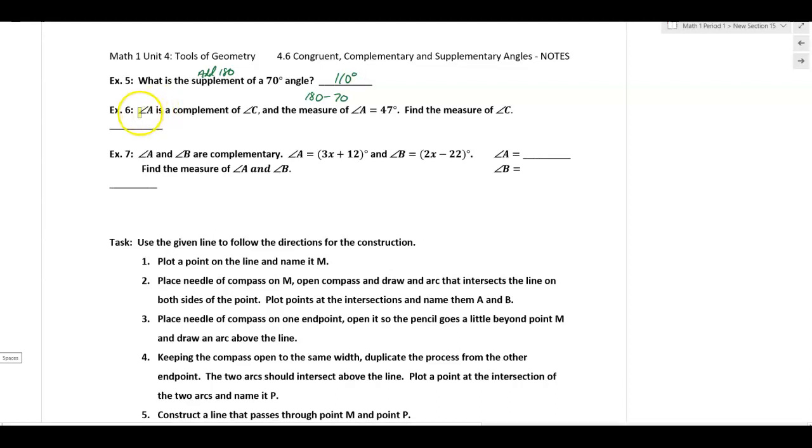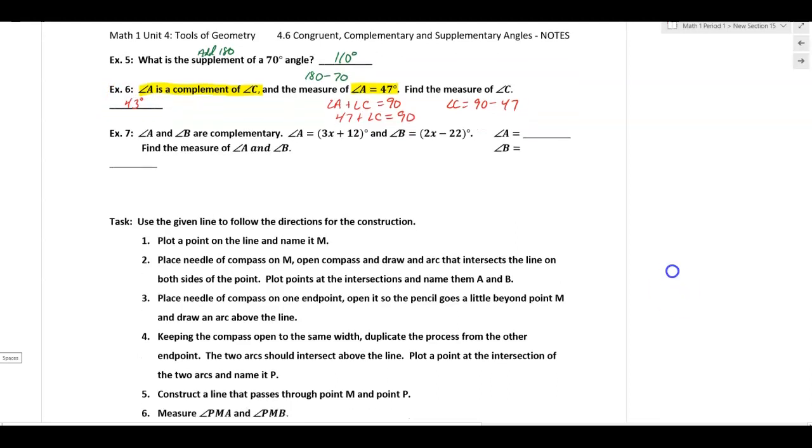Okay, example 6. Angle A is a complement of angle C. If angle A is 47, right? So right away we have to know that if A and C are complementary, angle A plus angle C add up to 90. And if we know angle A is 47 degrees, what would I do to find angle C? I would subtract. Angle C is going to be 90 minus 47, which would give you 43 degrees.